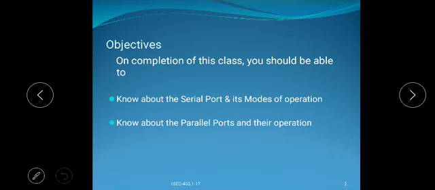Here we discuss the serial port and its modes of operation, and parallel ports and their operation.